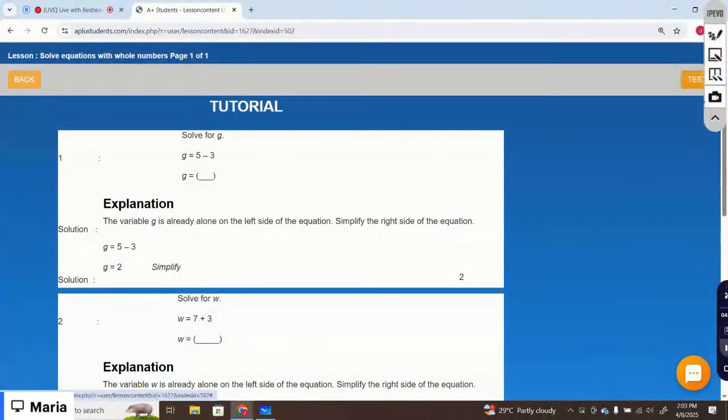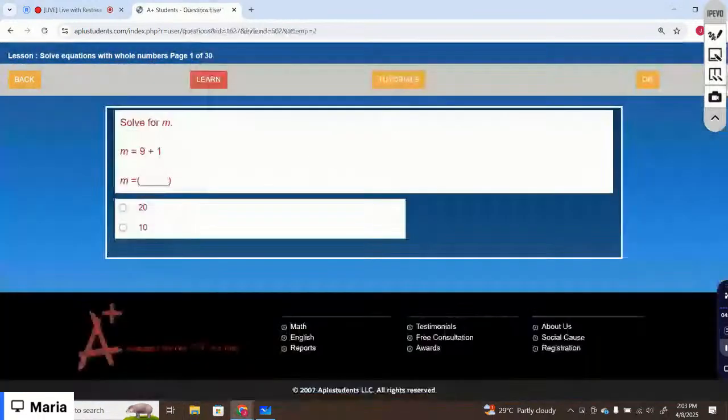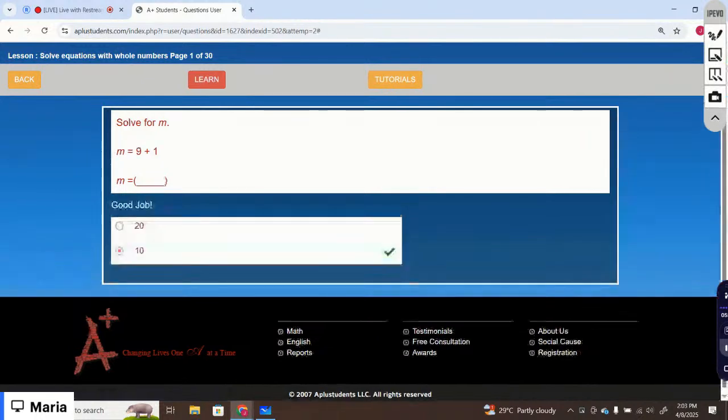Let's just start with the test questions. Solve for m. m equals 9 plus 1. So you can see the variable m is already isolated. You just have to add 9 and 1. So 9 plus 1 makes 10. So m equals 10. Option number 2 is the correct option. 9 plus 1 equals 10.